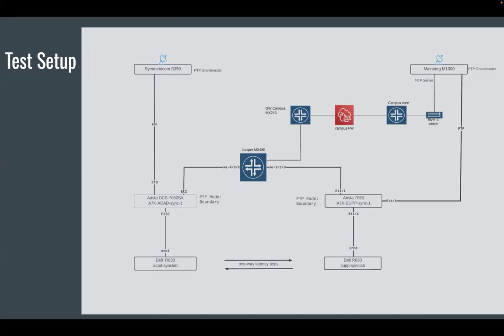Each of those switches has a direct connection to a PTP grandmaster, two different grandmasters in this case. And also, for purposes of NTP, the device on the upper right side, the Meinberg M1000, is the campus NTP server that I used for NTP testing. The nodes did have to go through the campus firewall and a router and one switch to get there, but still fairly topologically close by for NTP.